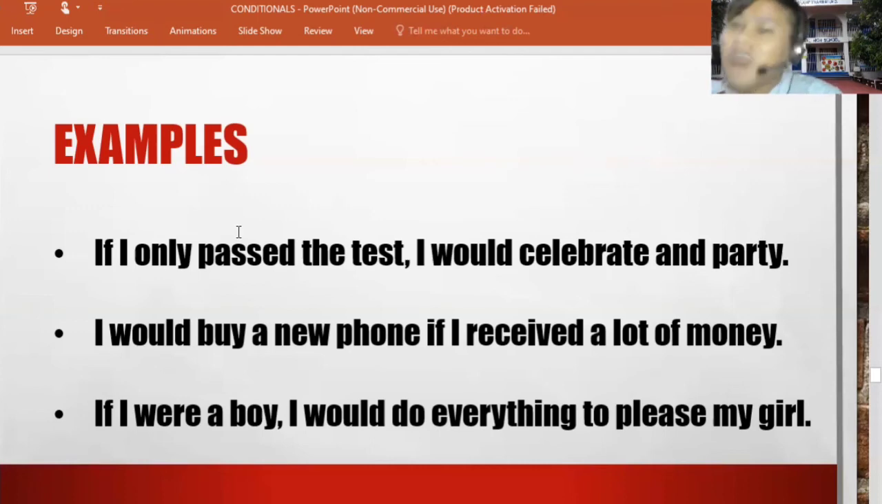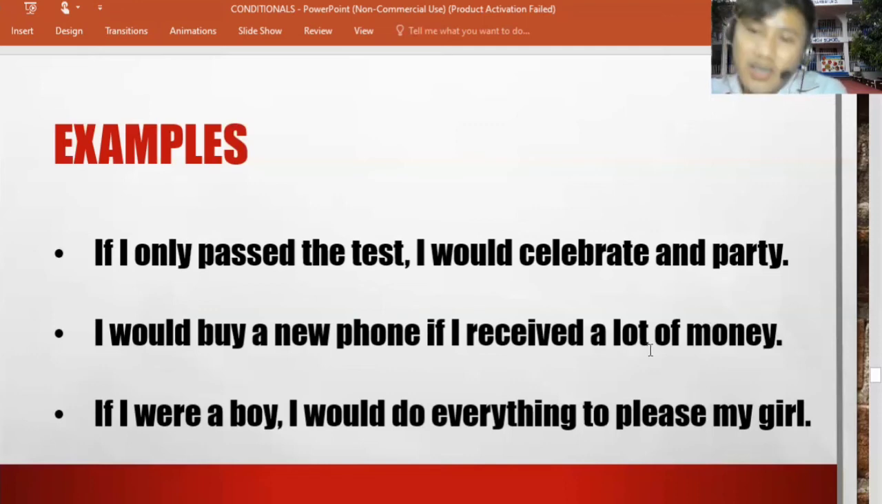But receiving a lot of money, I don't think it is possible when you're still young or you're still a student. We're not like Kisses who receives 1,000 pesos for her baon in LaSalle, right? Just kidding aside. So I would buy a new phone. This is our main clause or the result, once the condition has been achieved.